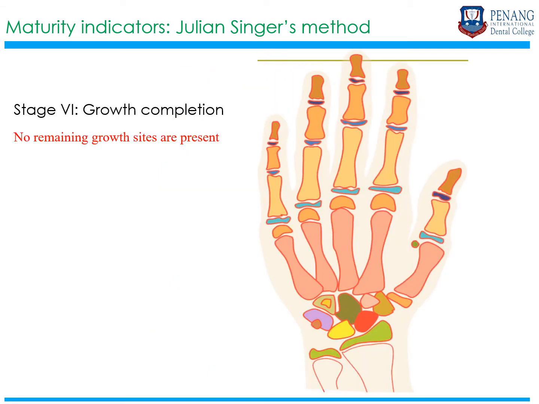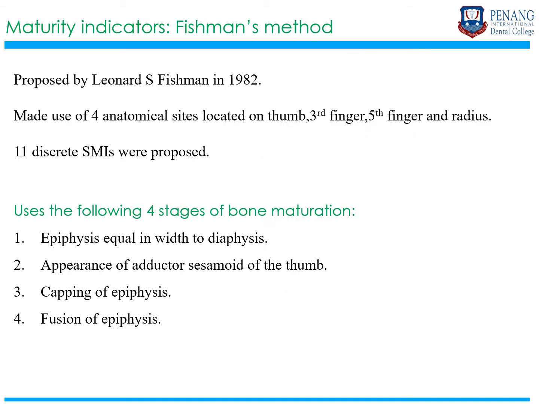Stage 6 is the last stage. So growth has already completed, and there's no remaining growth sites present in the hand wrist region for you to assess. So that's Julian's method. So we shall go. The third method is Fishman's, proposed by Leonard Fishman in 1982. He made use of four anatomical sites located on thumb, the third finger, fifth finger, and radius, and 11 discrete skeletal maturity indicators were proposed by him.